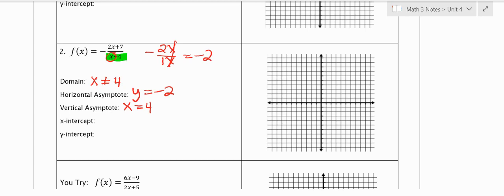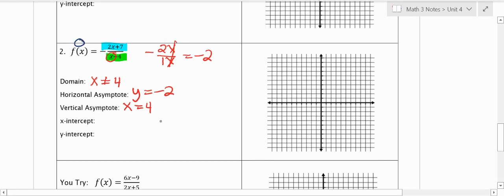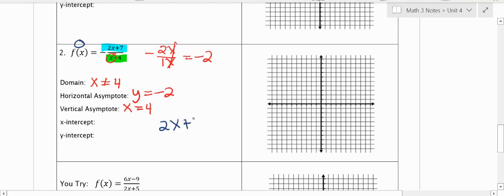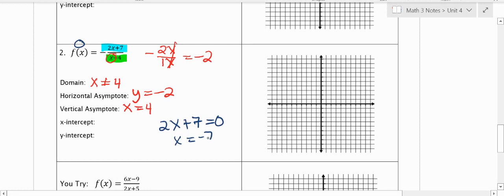For the x-intercept, I'm going to set the top part equal to 0. So again, that's like if I set this whole function equal to 0 and solved. So we have 2x plus 7 equals 0. And then if I go ahead and solve that out, I would get here x is -7/2. So -7/2, 0.